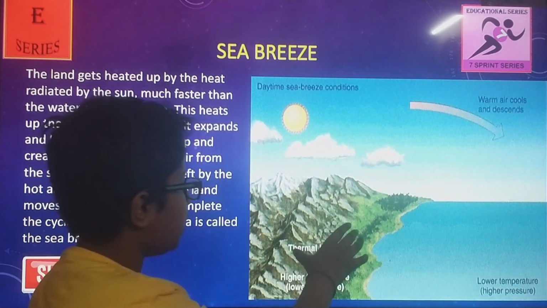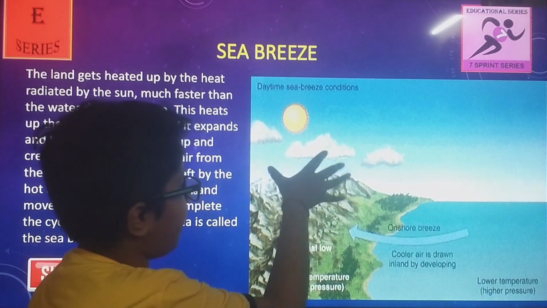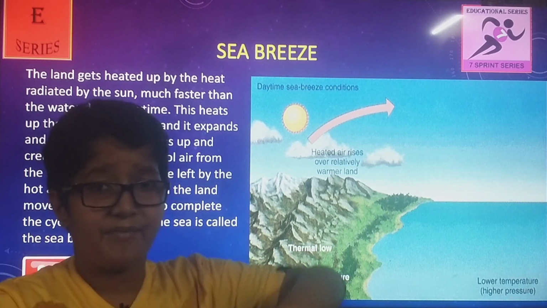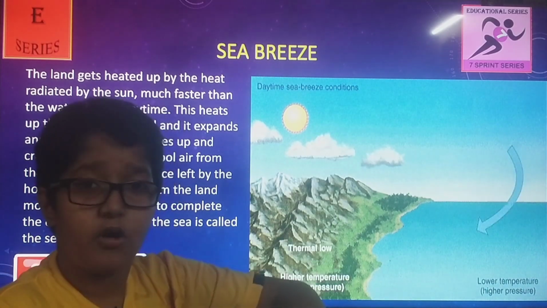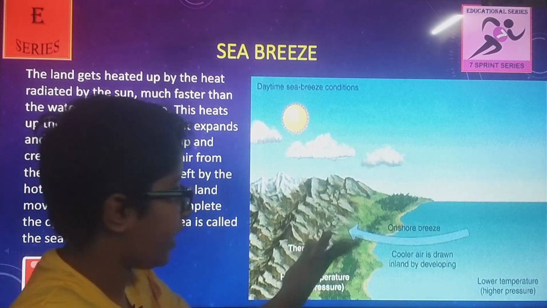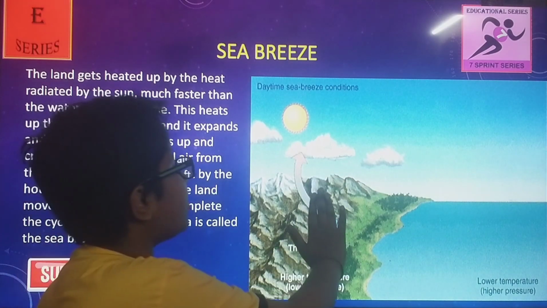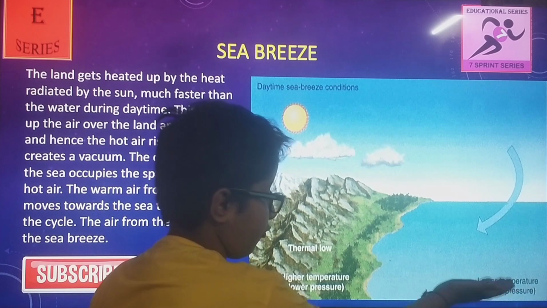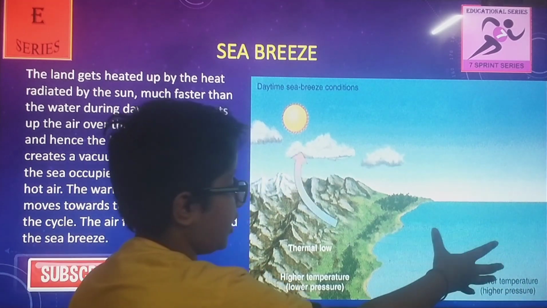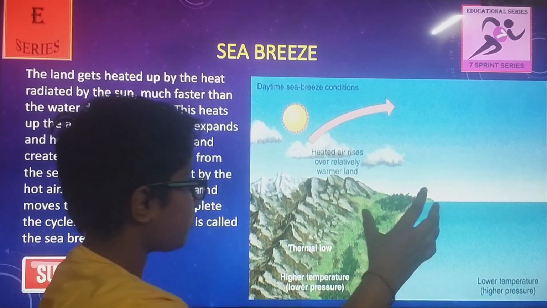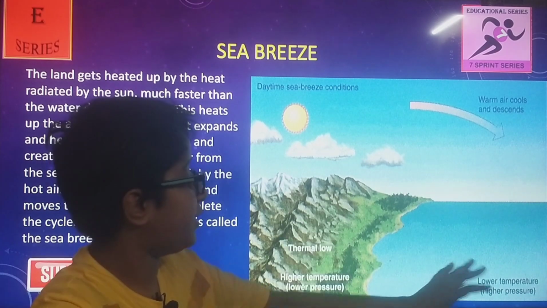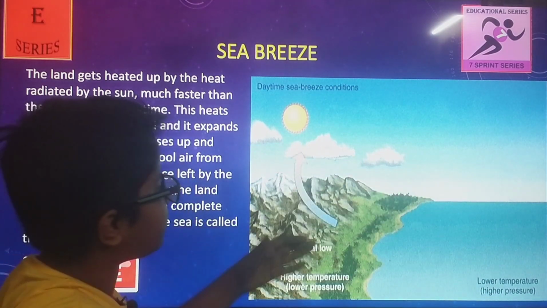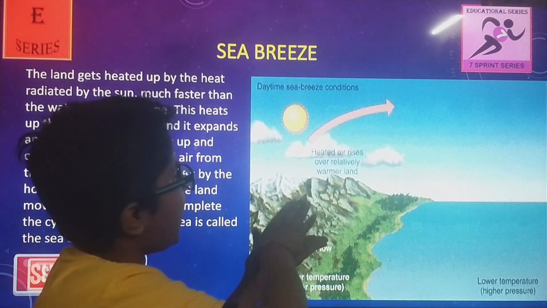The sea is comparatively colder. So the air above the land will get hotter, and then convection happens. This hot air will rise up, and the cold air from the ocean, because the water is cold, will move towards the land to take the place of the warm air.